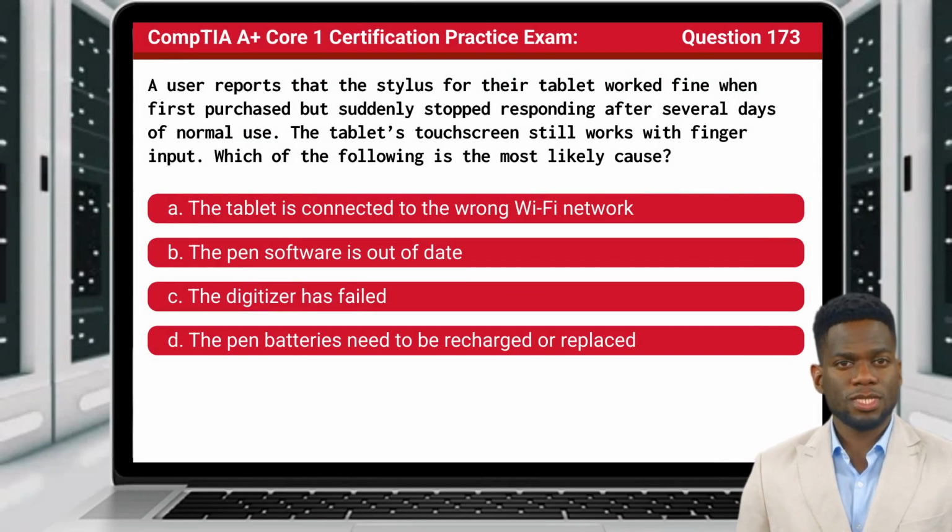Question 173. A user reports that the stylus for their tablet worked fine when first purchased but suddenly stopped responding after several days of normal use. The tablet's touchscreen still works with finger input. Which of the following is the most likely cause?